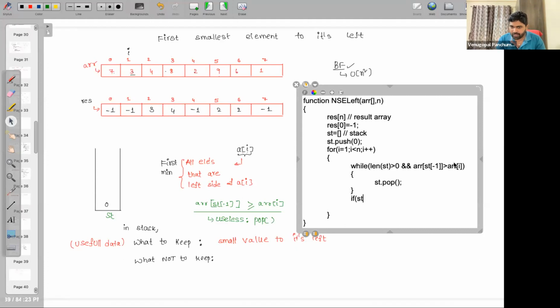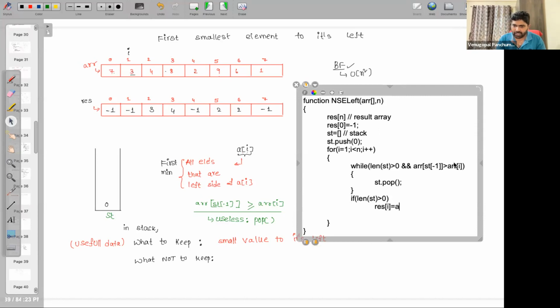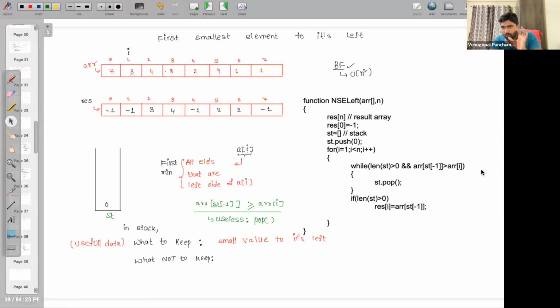Simply you check if the length of st is greater than 0. For example, if that value would have been smaller, then result of I is equal to ARR of st of -1. Always the top of the stack will contain your answer. But friends, the top of the stack contains an index, and I want the value. Therefore, I have written ARR. Generally st of -1 will give you the topmost element, but that is an index. I want the value. So I have written ARR.